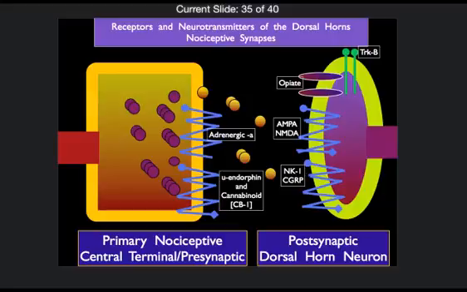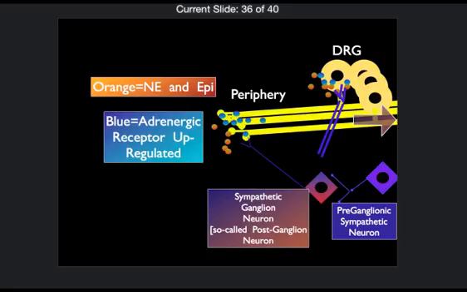Here is a similar comparison between the presynaptic and postsynaptic sides, and I won't belabor it, but what is important is that CGRP and substance P and TRK-B are very important in pain modulation, and I'm not going to belabor that. Here is something that is a bit interesting.